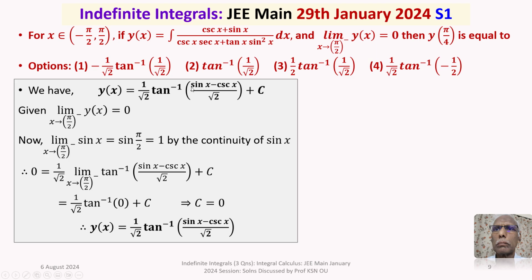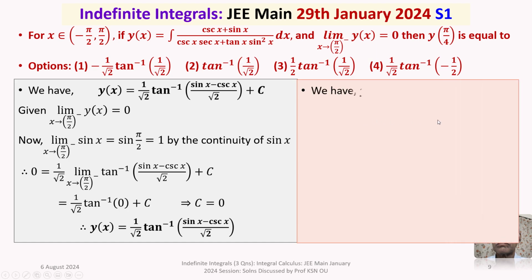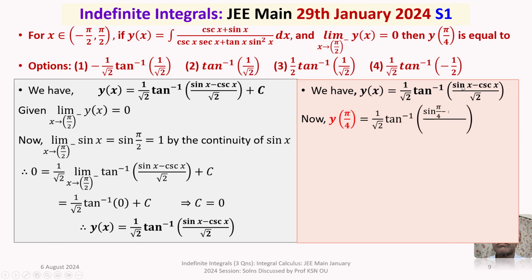Now y of x is equal to 1 by root 2 into tan inverse of (sin x minus cosecant x) by root 2. Now we have to find out the value of y at x is equal to pi by 4. Take that. Right. And y at pi by 4, wherever there is x, substitute pi by 4. Then you will get this one.